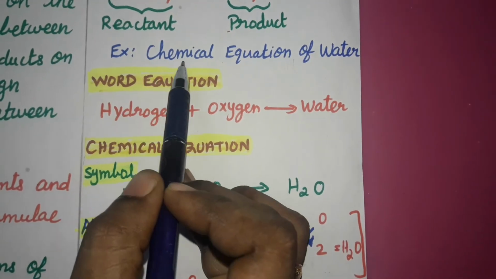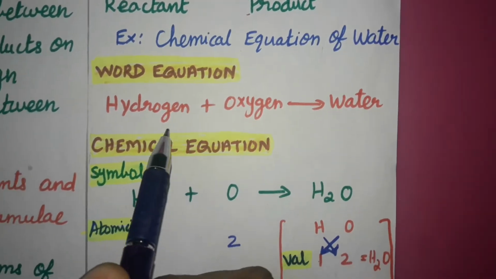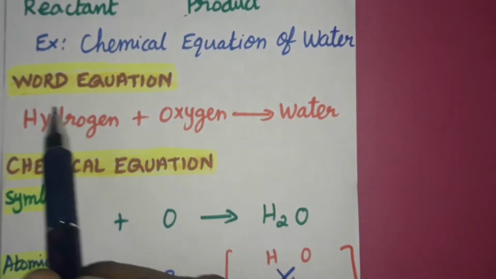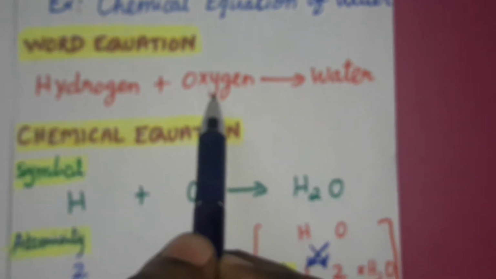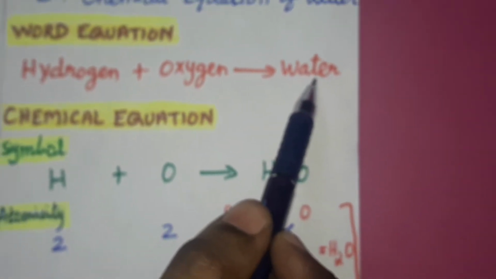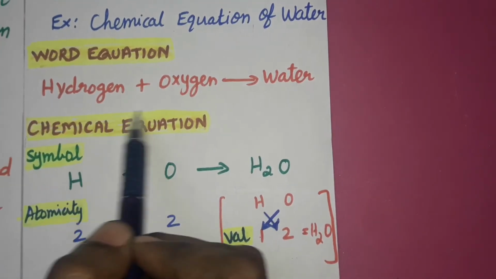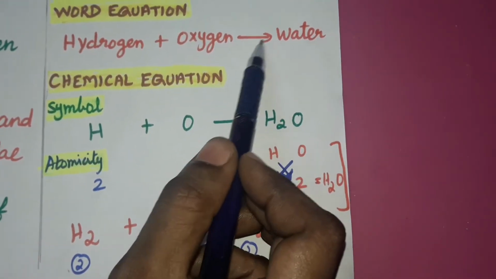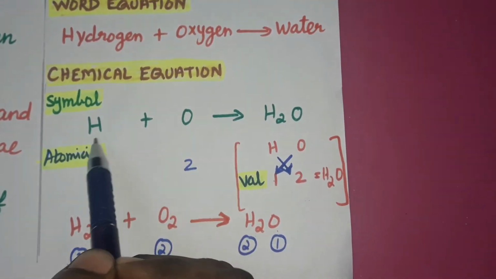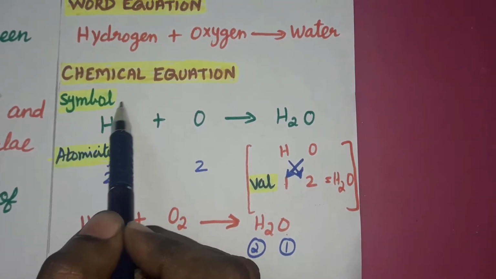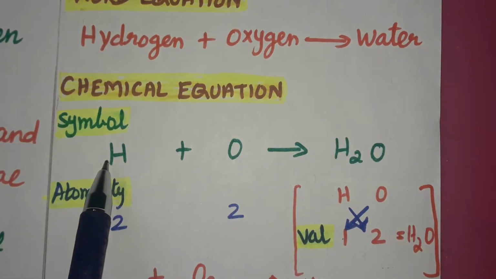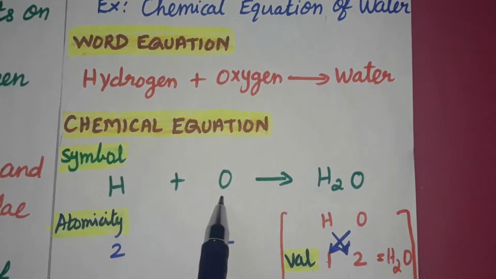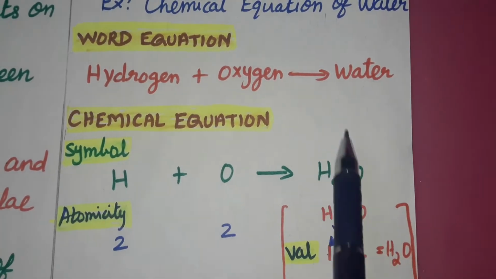Let us understand with an example. We know that hydrogen and oxygen react together to form water. So the word equation is hydrogen plus oxygen gives water. Hydrogen and oxygen are written on the left hand side and water on the right hand side with an arrow mark in between. Then a chemical equation is written replacing the words by symbols and formulae. The chemical symbol of hydrogen is H and that of oxygen is O. The chemical formula of water is H2O.